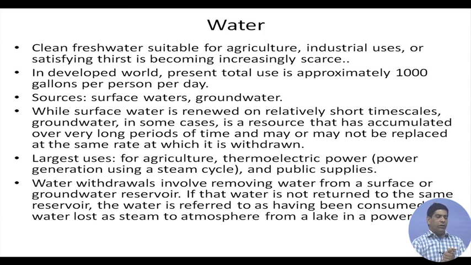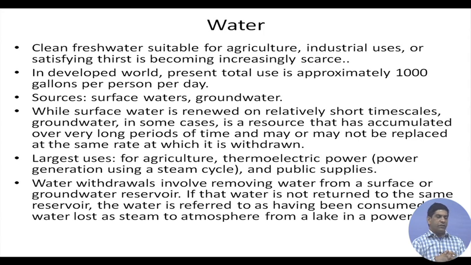In the developed world, the combined use is around 1,000 gallons per person per day, and that includes every activity of the country, like domestic, industrial, all the activities together. One gallon is around 3.8 liters, so you can think of around 3,800 liters per person per day, close to 4,000 liters. If you have a 40 liter bucket, we are talking about 10 buckets per person per day is what is being used.